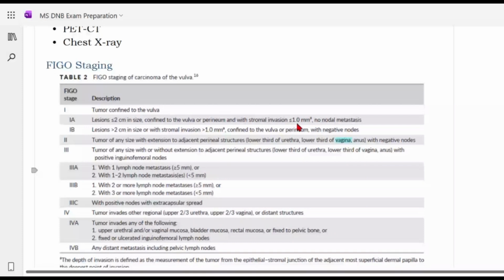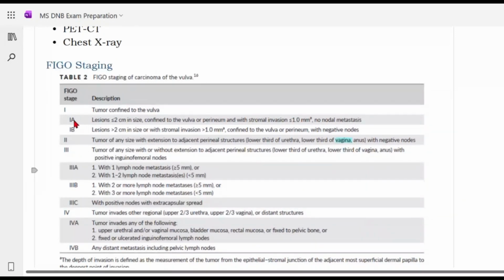1B is a lesion more than 2 centimeter in size, or more than 1 millimeter stromal invasion. If either is present, if the lesion is less than 2 centimeter but the depth of invasion is more than 1 millimeter, then it becomes 1B. To say that it is 1A, you have to have both a lesion up to 2 centimeter and depth of invasion up to 1 millimeter, then only it is 1A.